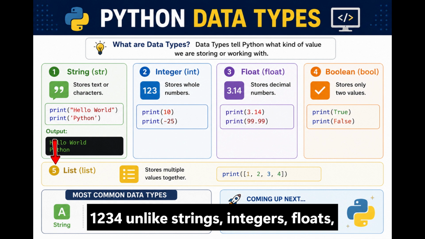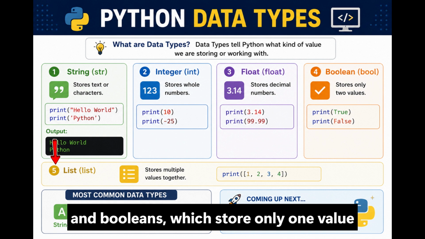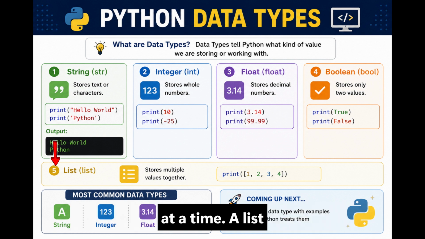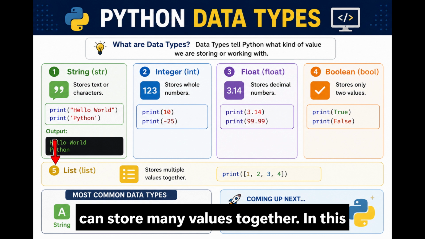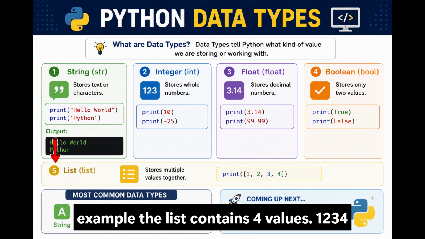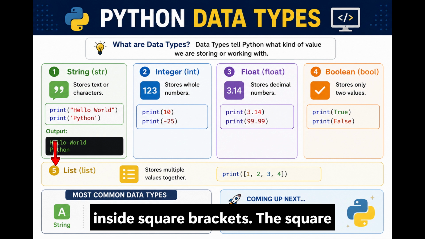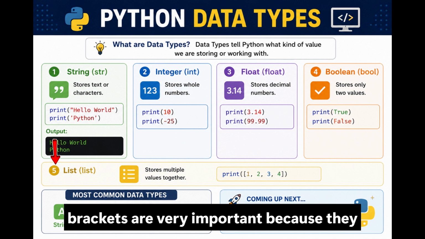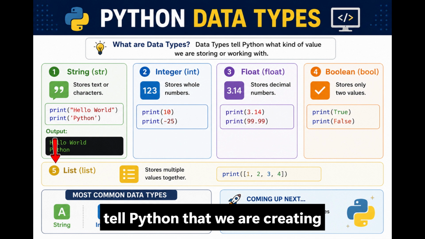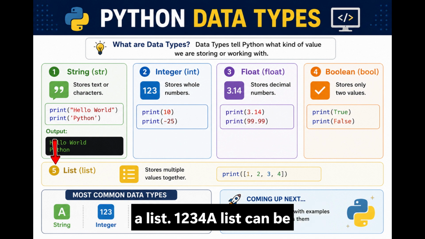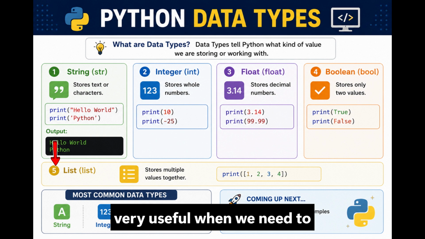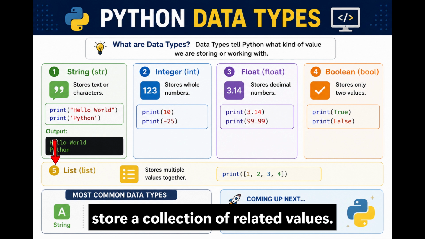Unlike strings, integers, floats, and Booleans, which store only one value at a time, a list can store many values together. In this example, the list contains 4 values: 1, 2, 3, 4. All of these values are stored inside square brackets. The square brackets are very important because they tell Python that we are creating a list. A list can be very useful when we need to store a collection of related values.